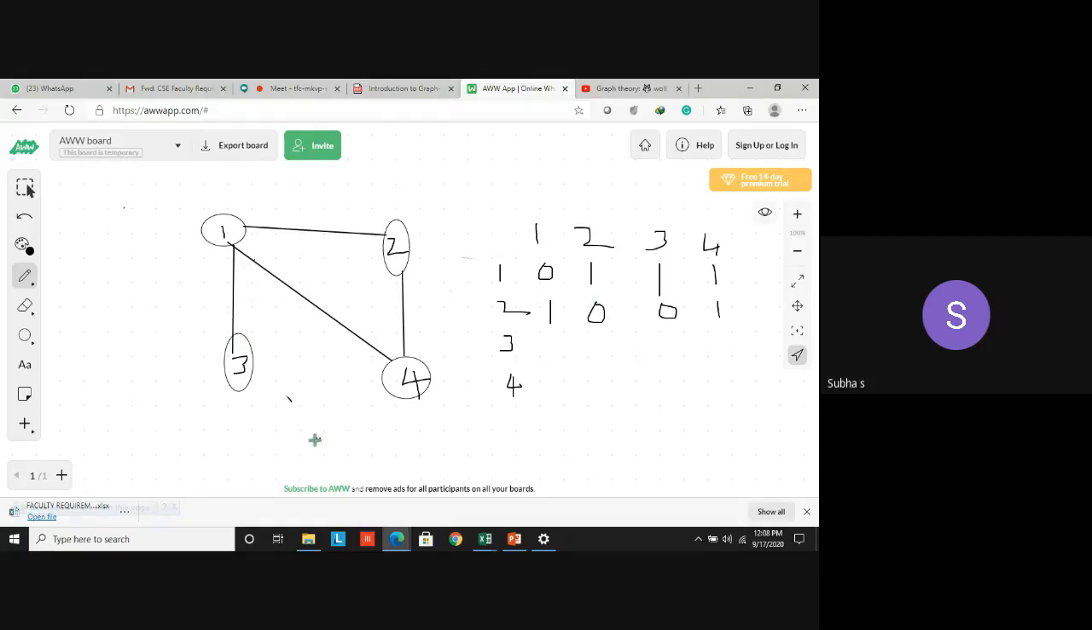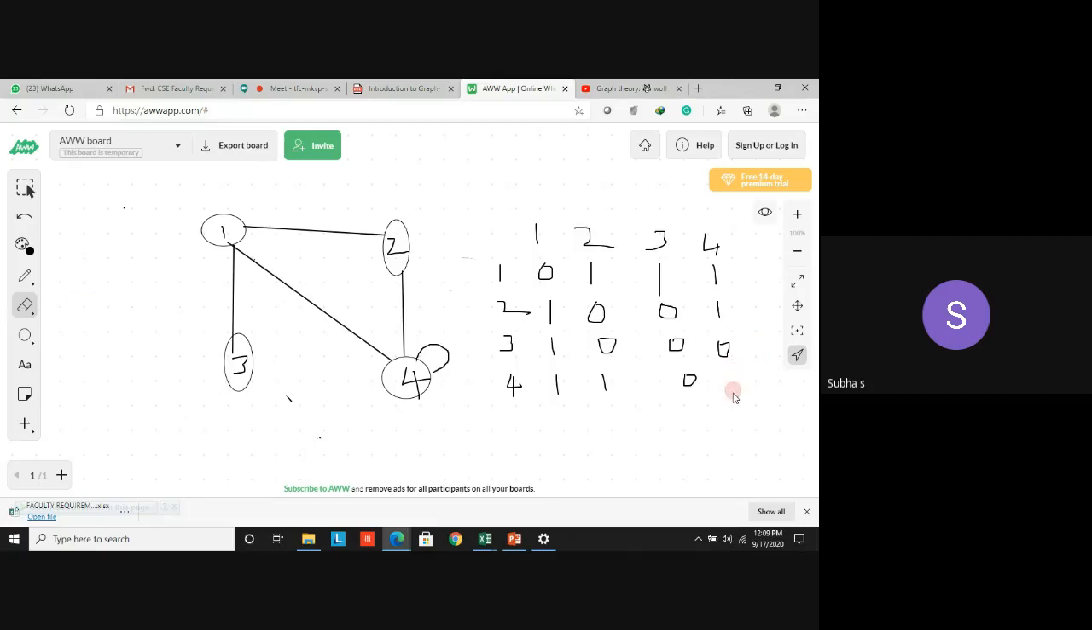Now what are the adjacent nodes to 3? Only one node is adjacent: only 1 is adjacent to 3. There is no direct edge from 3 to 2 or 3 to 4. So 3 to 1 is 1, and all the other entries are 0. Now 4. What are the adjacent nodes to 4? 1 and 2. Make those 1 and the other columns 0. If I have a self loop, then this entry will become 1.